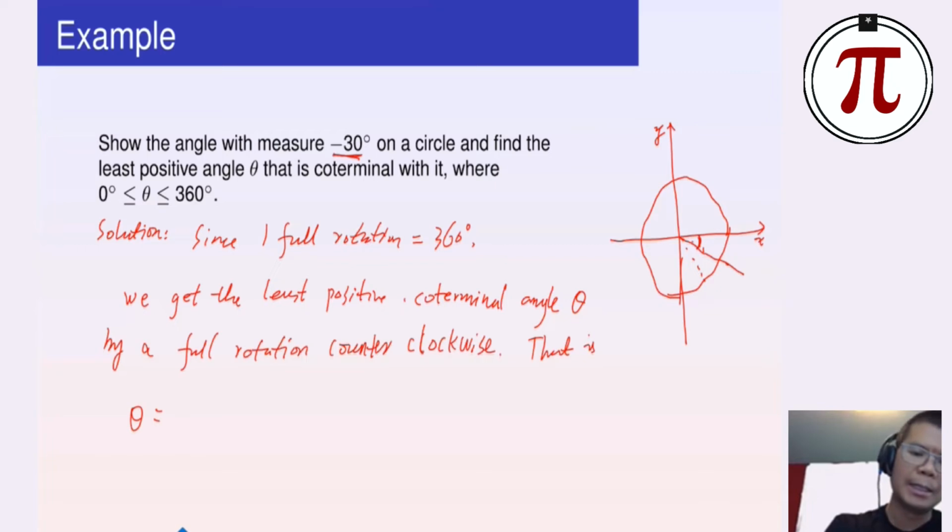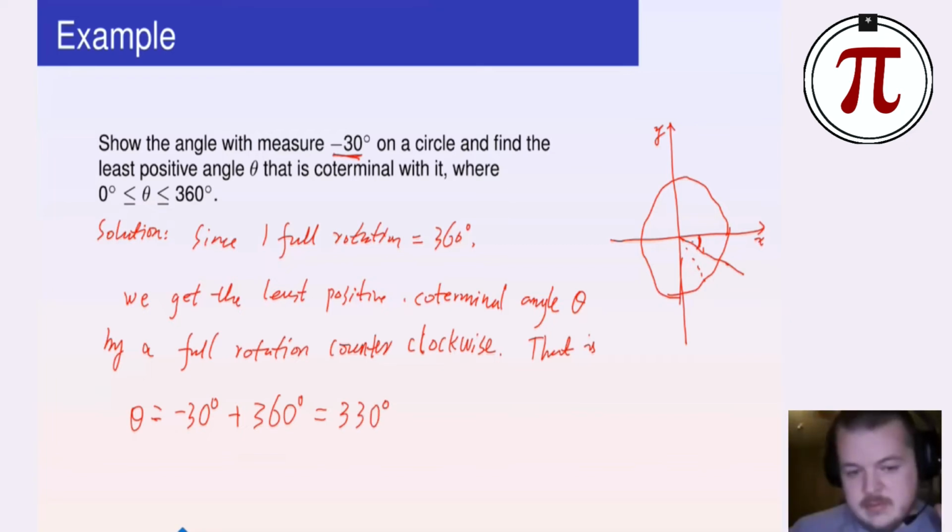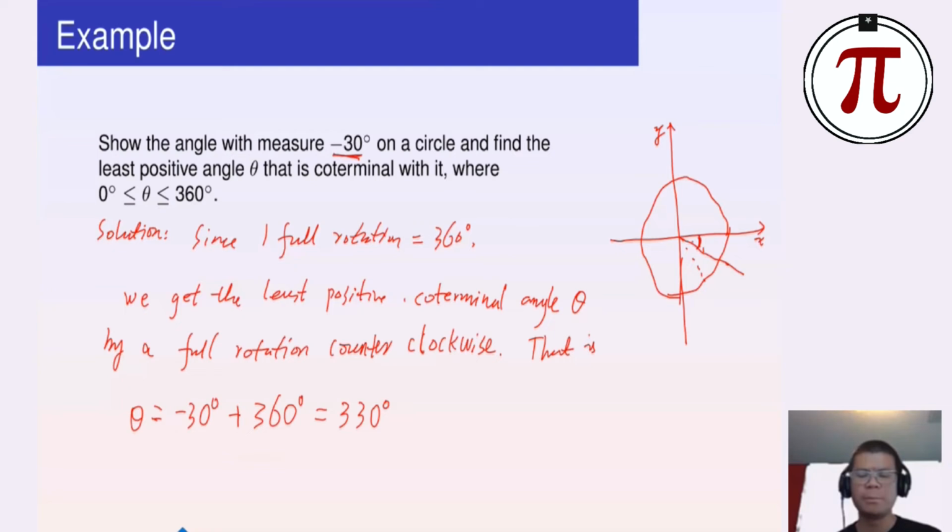So theta equals negative 30, because we're starting from negative 30 degrees, and you rotate counterclockwise, so plus a full rotation, plus 360. That's 330 degrees, because it's 360 minus 30. Does that make sense?